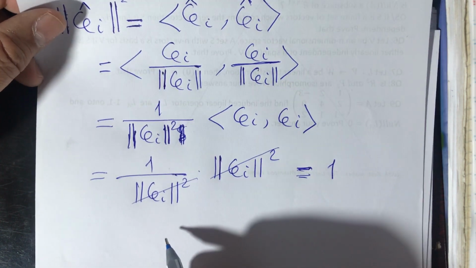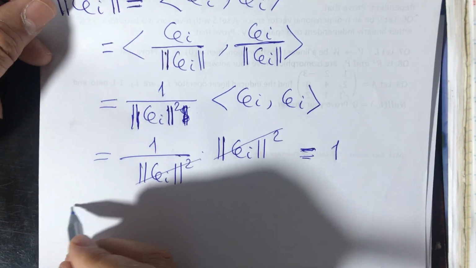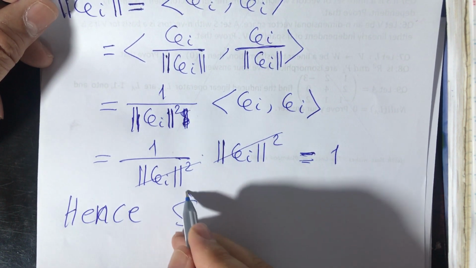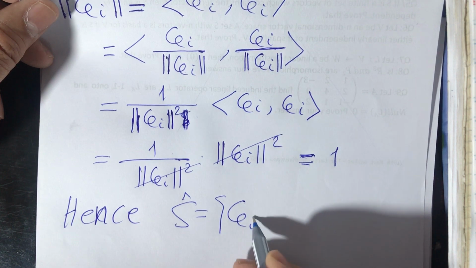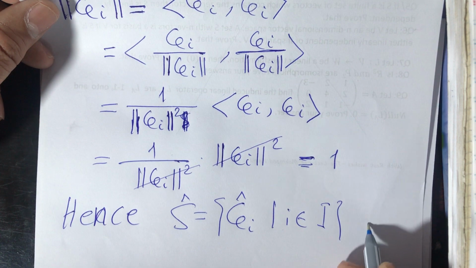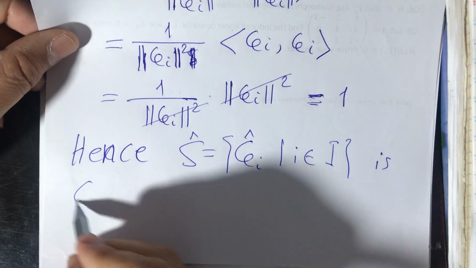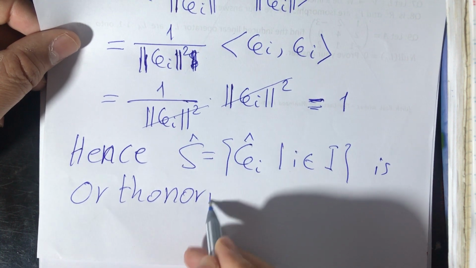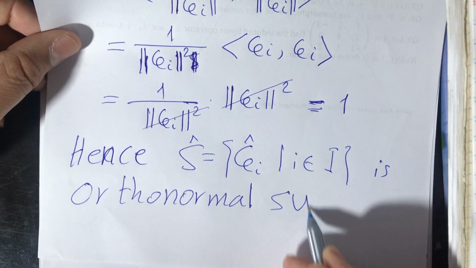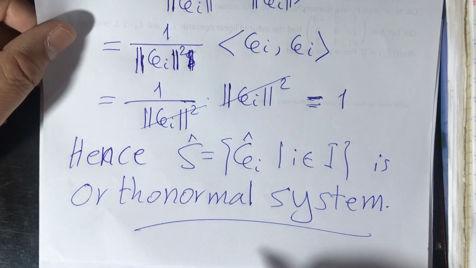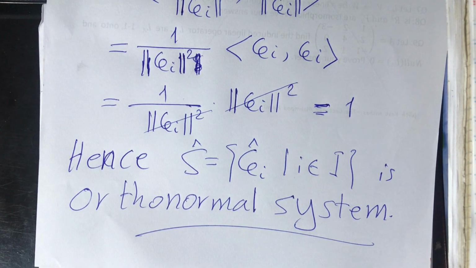Hence, S hat equal to phi I hat, such that I belongs to I, is an orthonormal system. This is page number 4.